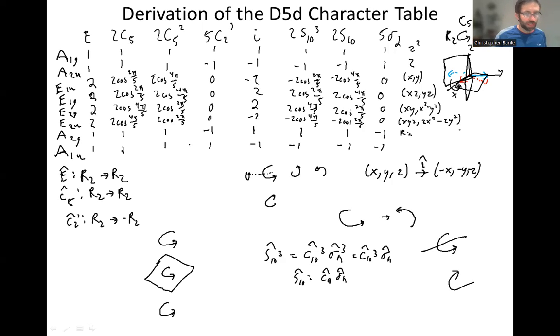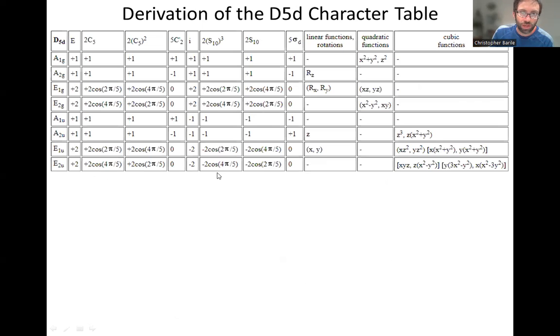And people are pulling up character tables. Hopefully now you understand where this character table comes from. It's a long one. And here's what you might look up online. We got all the features in here. The only thing we didn't show is some of these cubic functions that we didn't need to use to draw the irreducible representations, or this Rx, Ry that they transform also as E1g, as does XZ and YZ, although we showed that.